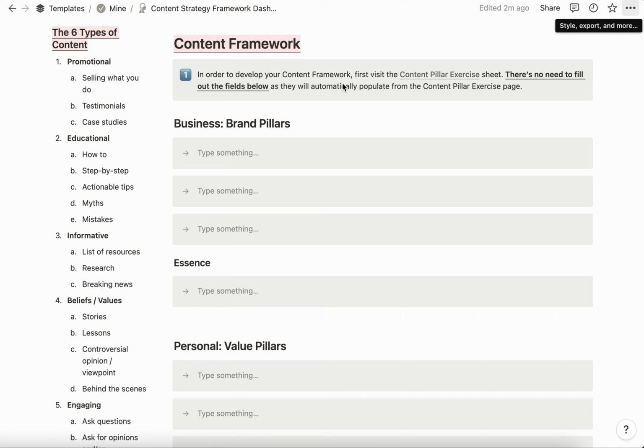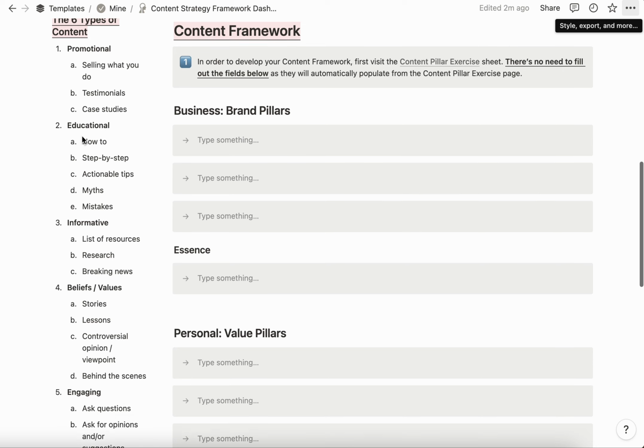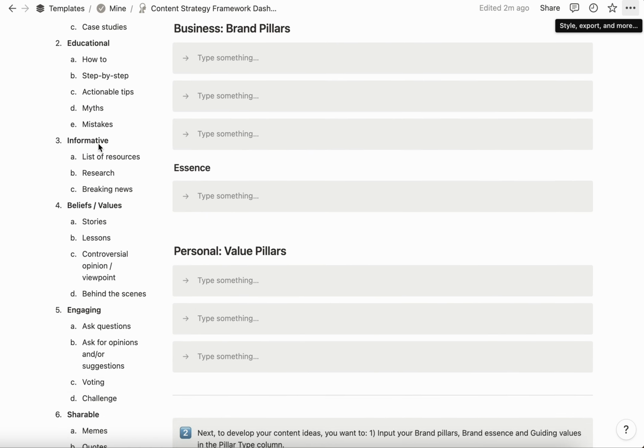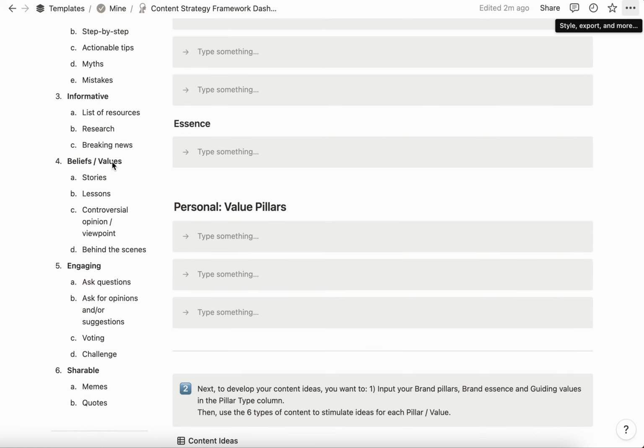So there are 6 different types of content that you can be creating. There's promotional content, which is selling what you do, testimonials, case studies. There's educational content like how-tos, step-by-steps, actionable tips, myths, mistakes that people might be making. There's informative content like lists of resources, research, breaking industry news. There's beliefs and values, which are the stories that you have both personally and in business, the lessons that you've learned, maybe an opinion or viewpoint, some of which may be controversial, behind the scenes.